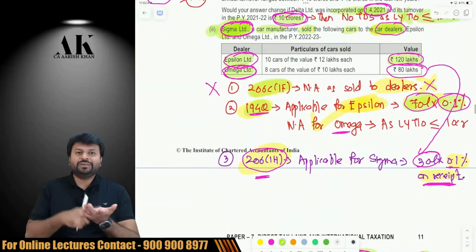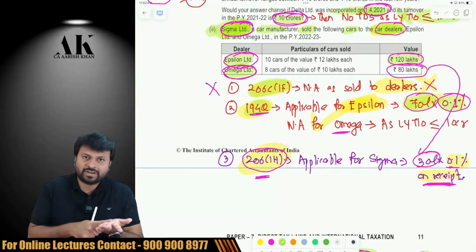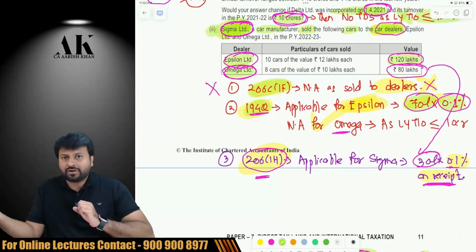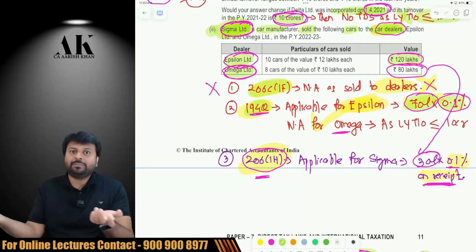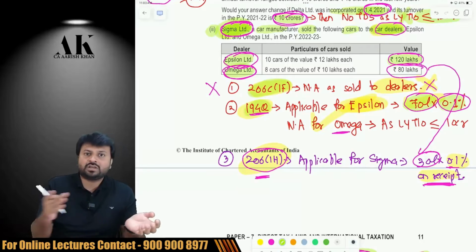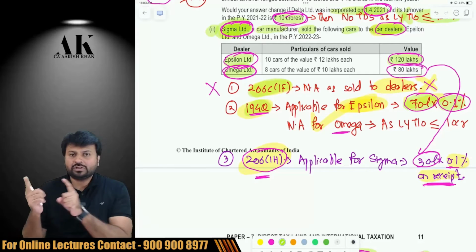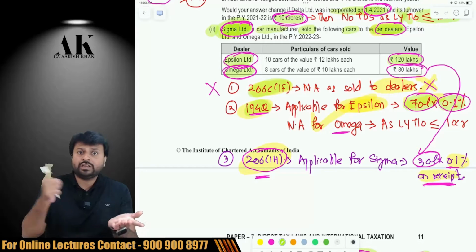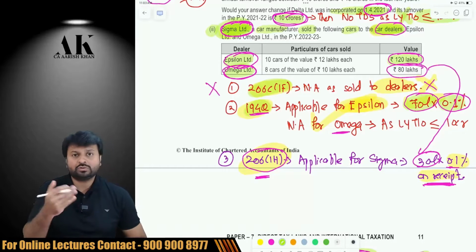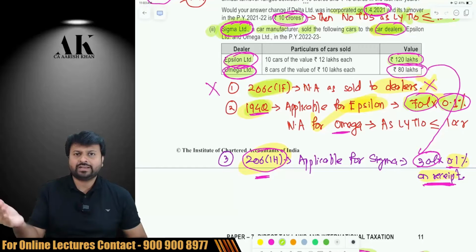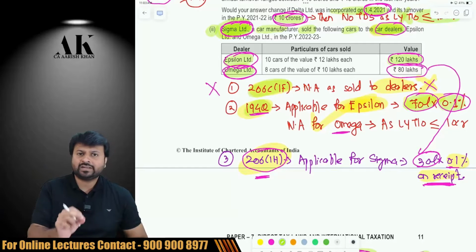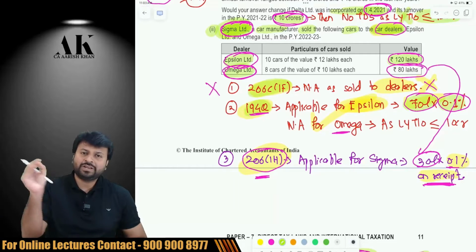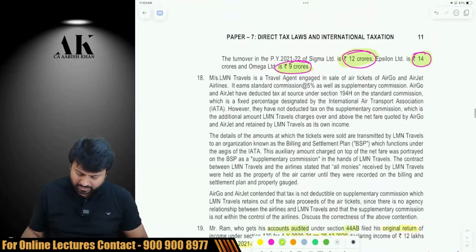Check, please. So, always in case of car, first check 206C1F. If 1F is not applicable, then go for 194Q. If 194Q is not applicable, then go for 206C1H. This is the order that you have to follow, because between 206C1H and 194Q, 194Q will always win. It will get the priority over 206C1H. This is how you are supposed to check. Everywhere, if you are collecting or deducting TDS, you have to collect and deduct TDS over 50 lakh rupees. Up to 50 lakh rupees, you are not supposed to deduct or collect TCS, okay, and TDS.